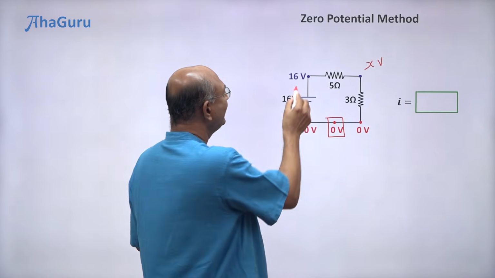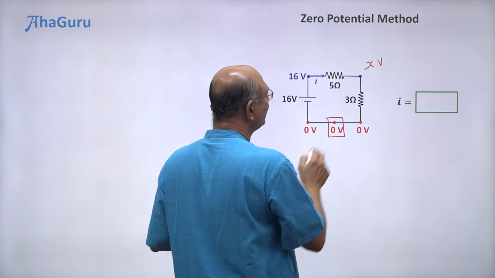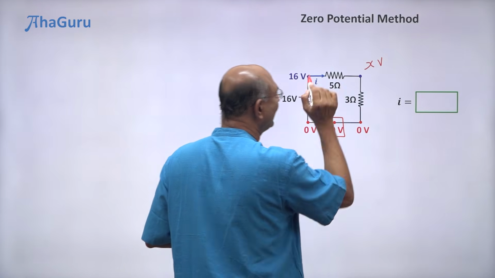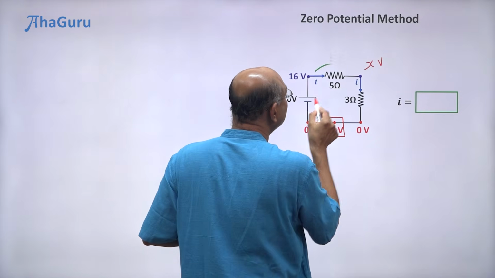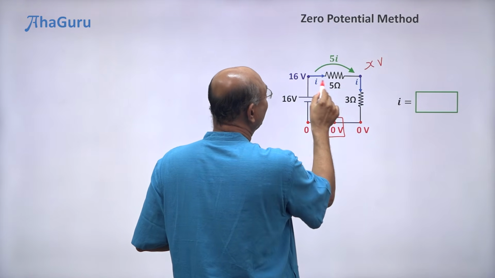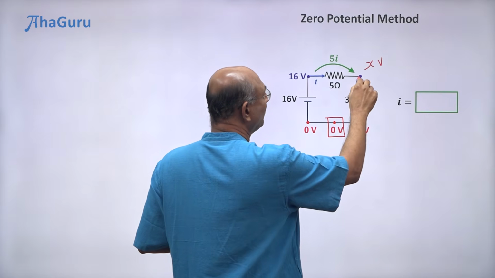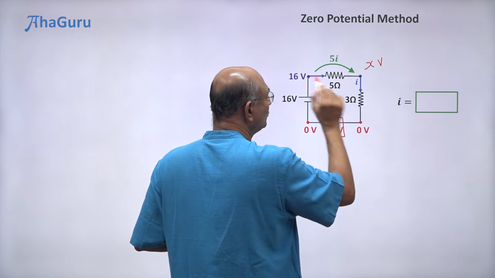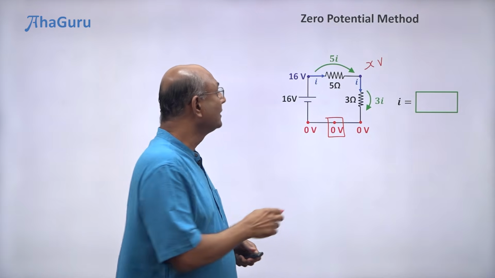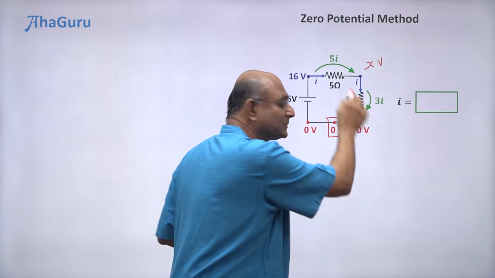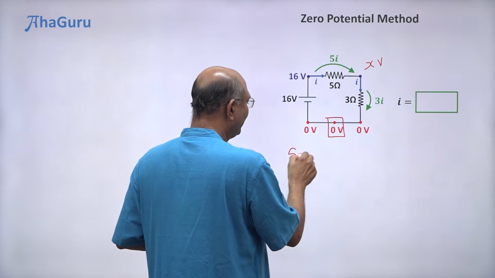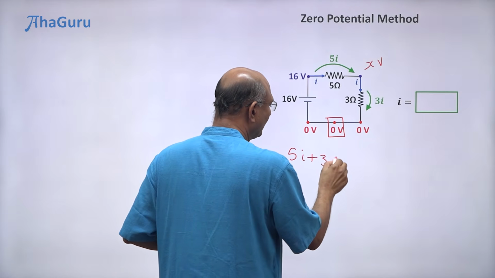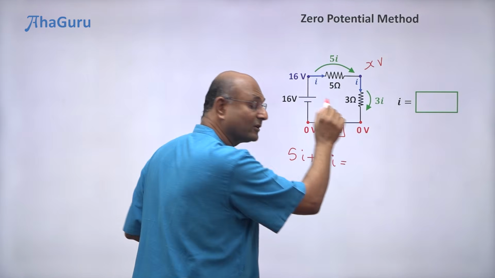No problem. Let us say that this has a current I. The same current is going to flow that way. So that means that current will also be I. So what is this potential drop? IR. So that is going to be 5I. What is this potential drop? I into 3. So that is going to be 3I. So I know this potential drop. I know this potential drop. So do I know this potential drop? Yeah, 5I plus 3I, that is the total potential drop.